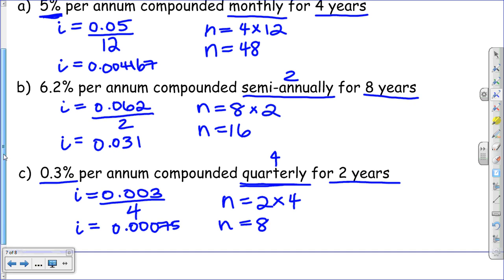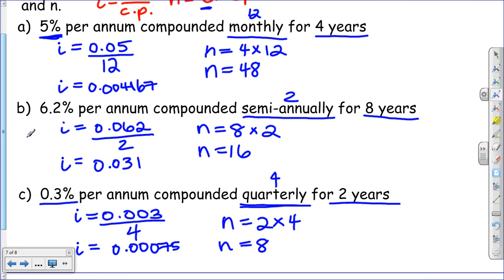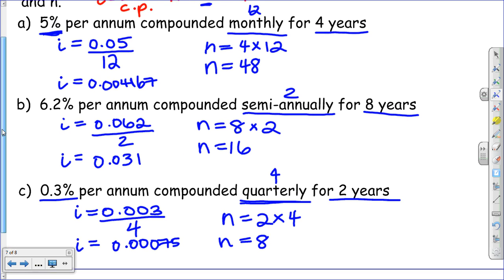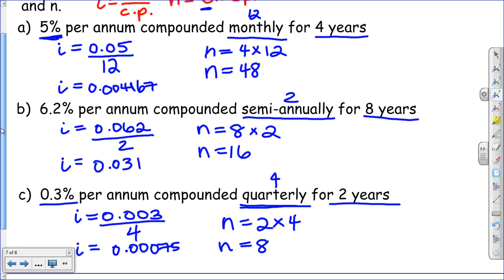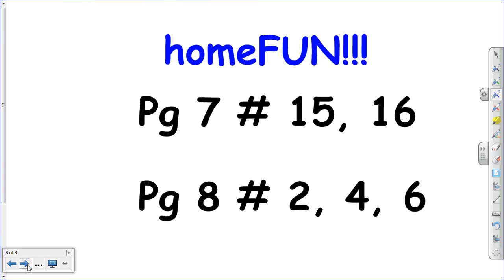So this is probably the hardest part of using the compound interest formula, calculating your I and your N. If you can calculate I and N, then I'm sure all of you can just put it into the formula with the principal and then calculate what the accumulated amount will be. And we'll do examples like that in the follow-up lesson tomorrow. So for now, that's it. And you can practice some of these questions tonight.